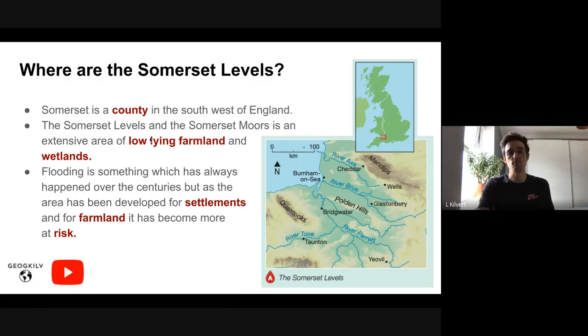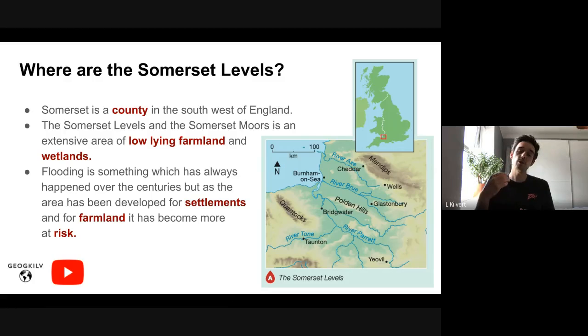And this is going to be really important when we start thinking about some of the possible impacts. A lot of this land is farmland, and I'll show you a picture of it a little bit later on. So flooding is something that's always happened on the Somerset Levels. It's been happening for centuries.